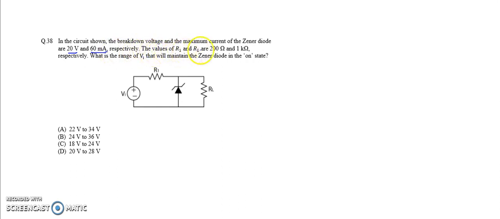Next, the values of R1 and RL are 200 ohms and 1 kilo ohm. So what it means is that here RL is 1 kilo ohm and R1 is 200 ohms. What is the range of VI that will maintain the Zener diode in the on state? That means we have to find the range of VI: VI minimum and VI max. That means what is the minimum voltage to make the Zener diode in the on state, and what is the maximum voltage required to make the Zener diode in the on state.